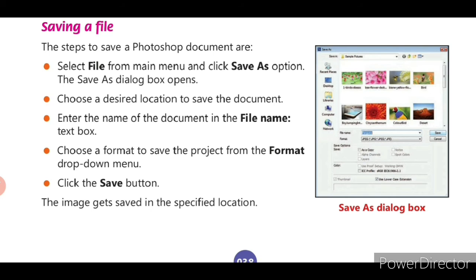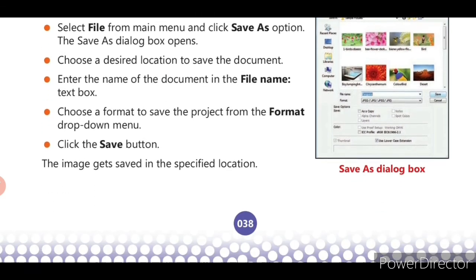Then enter the name of the document in the file name text box. Choose a format to save the project from the format drop-down menu. Click the Save button. So how to save this file? First select the File menu, then click the Save As option, so that your Save As dialog box will appear. In the file name text box, you need to edit the file name whichever you want. Then choose the format from the default formats available in the format drop-down menu, then click the Save button, so that your image gets saved in the specified location.